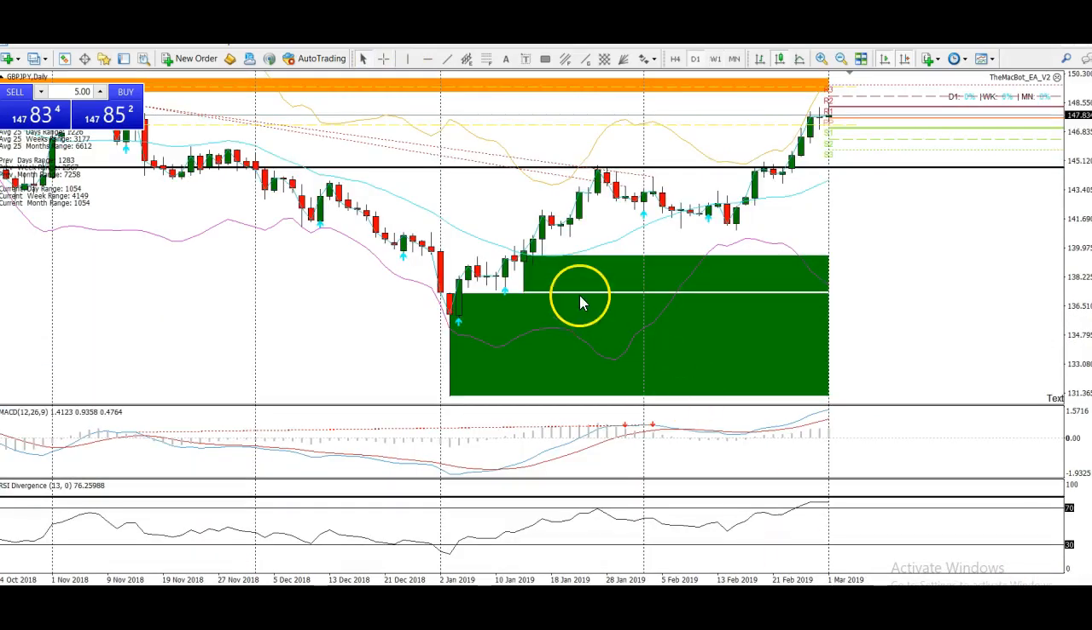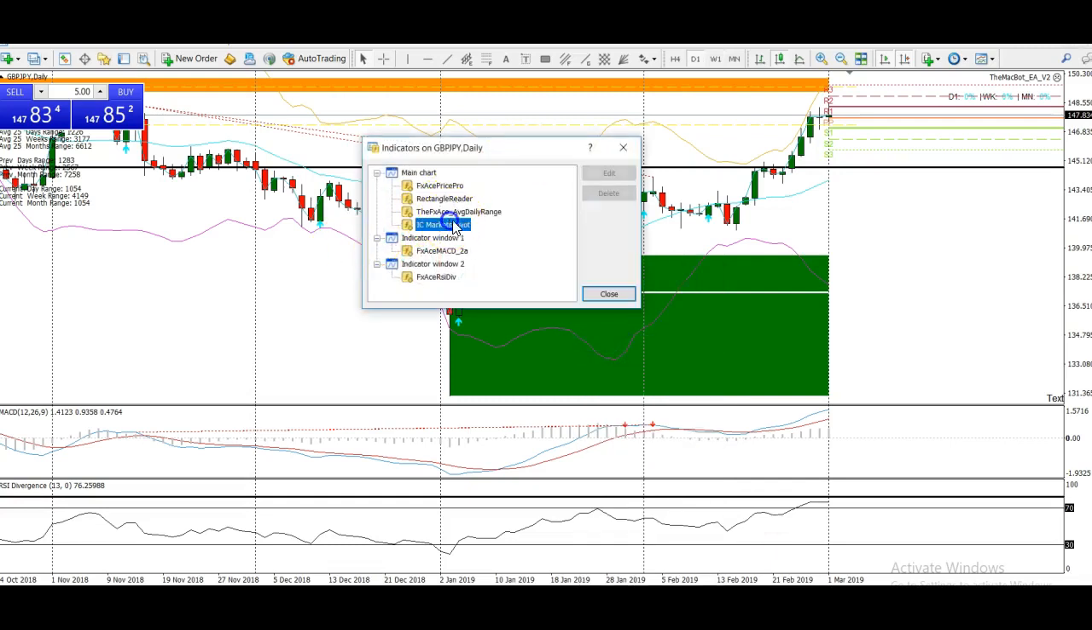British pound, yen. Okay, just let me take these other indicators off. Don't know why they're on it.